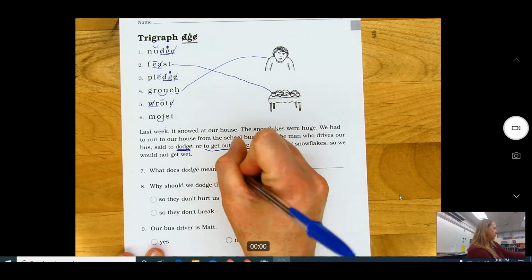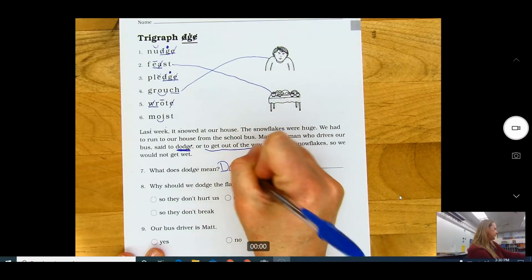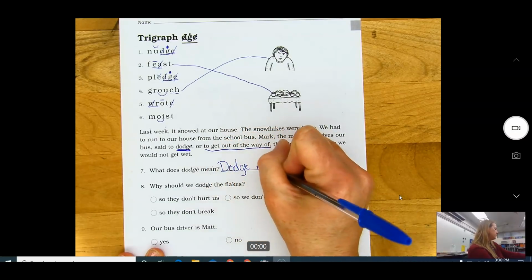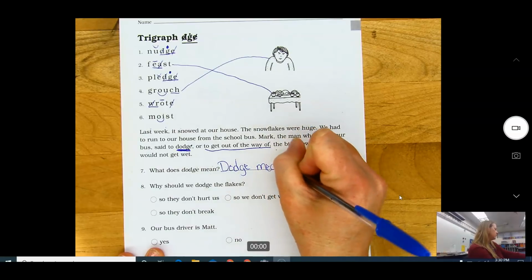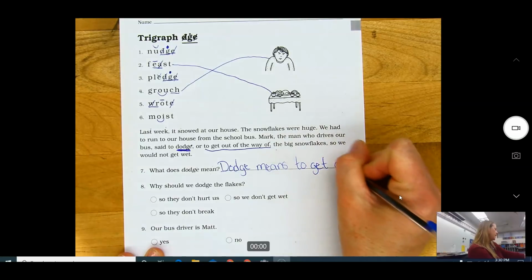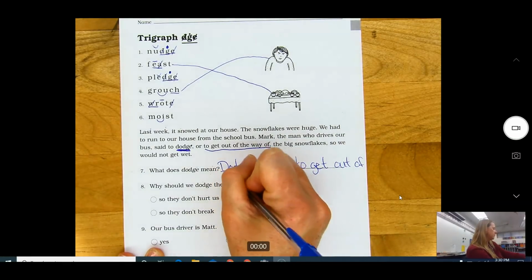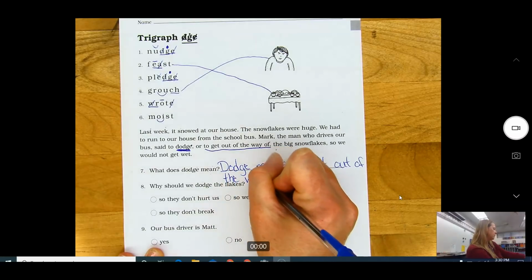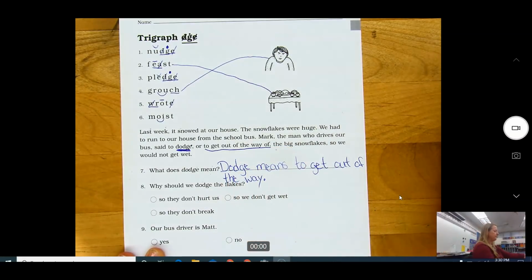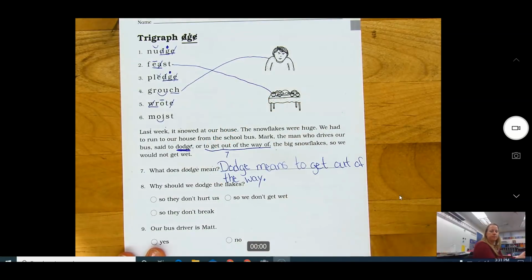So dodge, in a complete sentence, means to get out of the way, period. This is the answer to question 7.